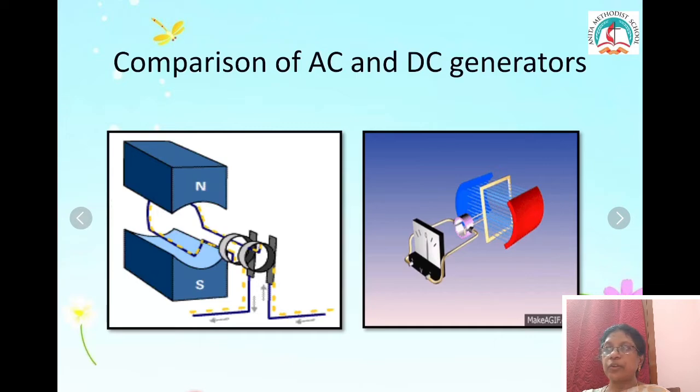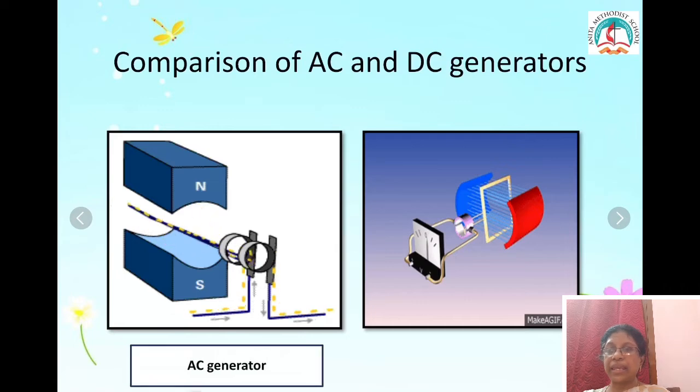Next is comparison of an AC and DC generator. Now in an AC generator, you see the armature is connected to slip rings. Here the current produced is alternate current.